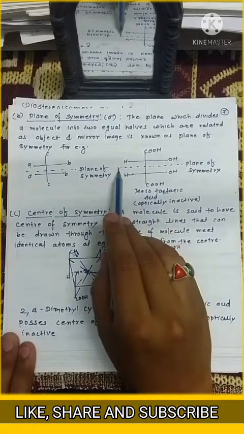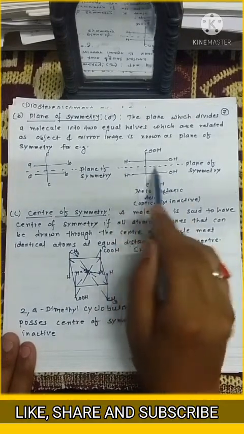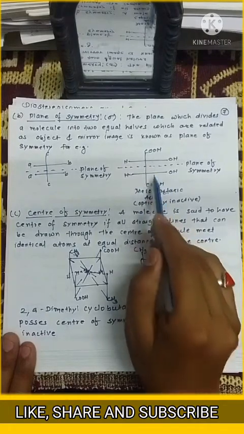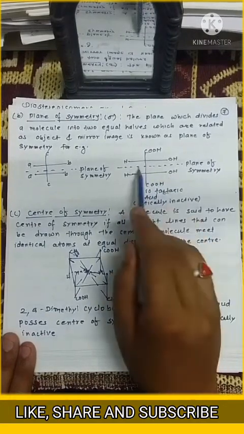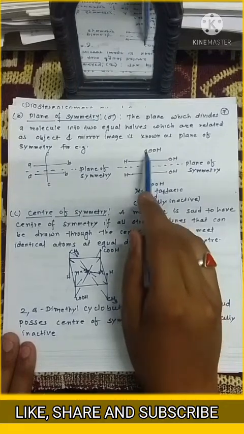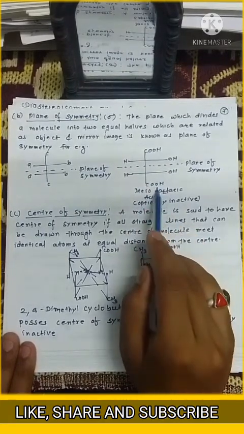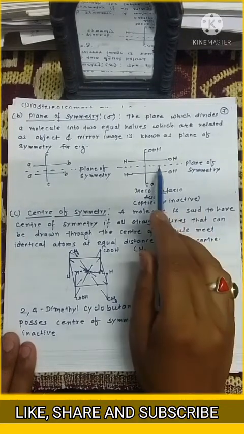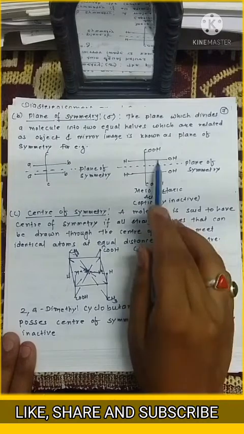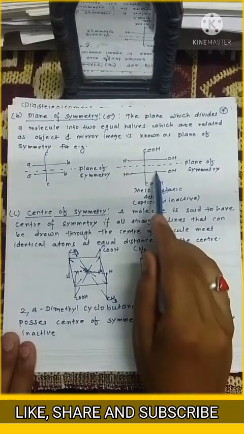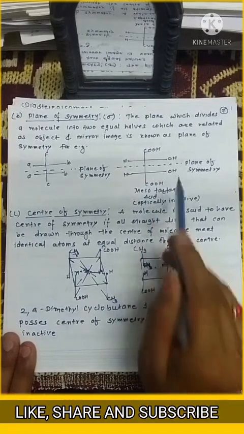Here, if we draw an imaginary plane, this plane bisects mesotartaric acid into two equal halves. Just see, the above portion exactly matches with the lower one. So that's why tartaric acid contains plane of symmetry, and that's why this molecule is optically inactive.